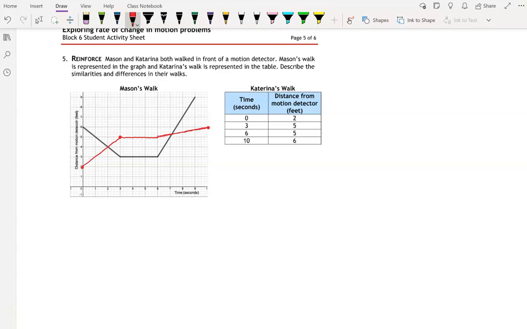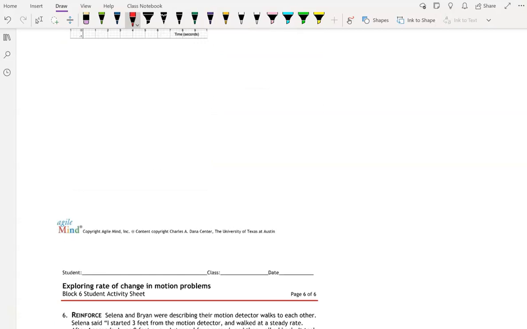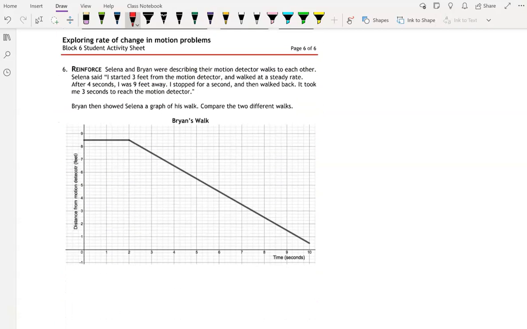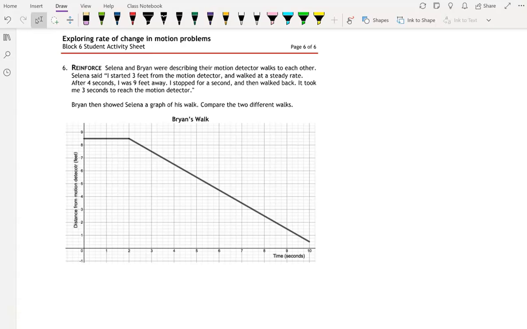Okay, there you have it. Now it's easy to see what their similarities and differences are, but we're not going to spend the time writing that out at the moment. And question number 6, Selena and Brian were describing their motion detector walks to each other. Selena said, I started 3 feet from the motion detector and walked at a steady rate. Well, let's put her walk on the graph, okay? She started 3 feet from the motion detector. Here she is. She walked at a steady rate. After 4 seconds, she was 9 feet away.